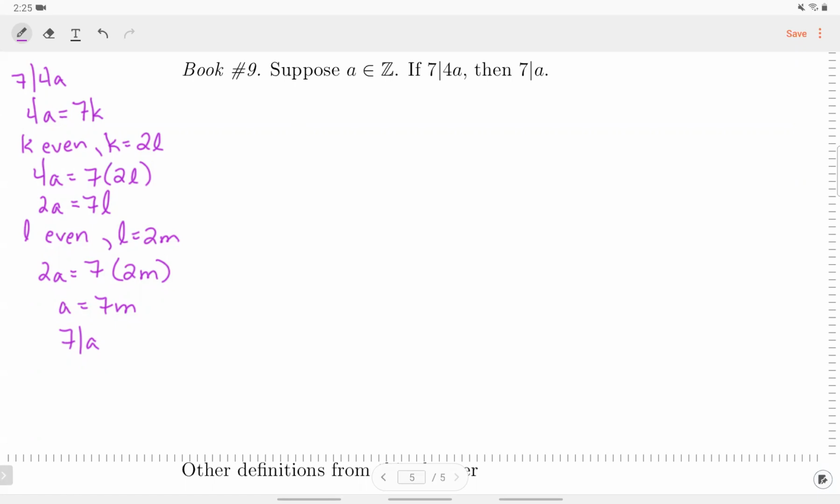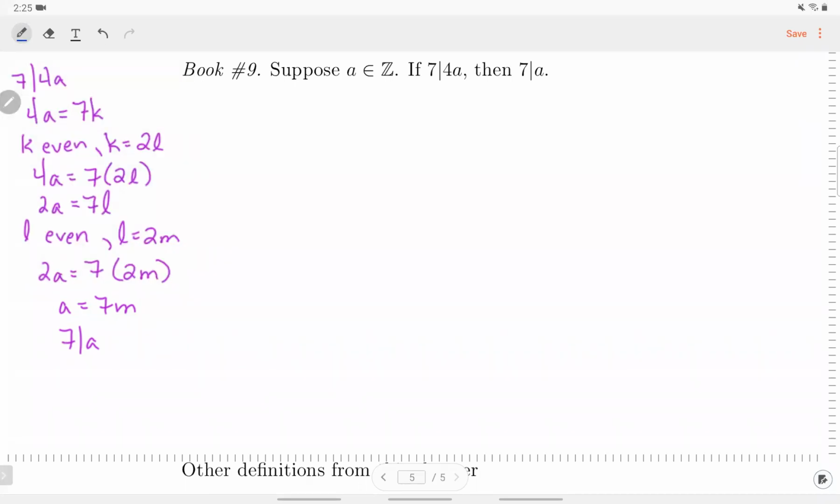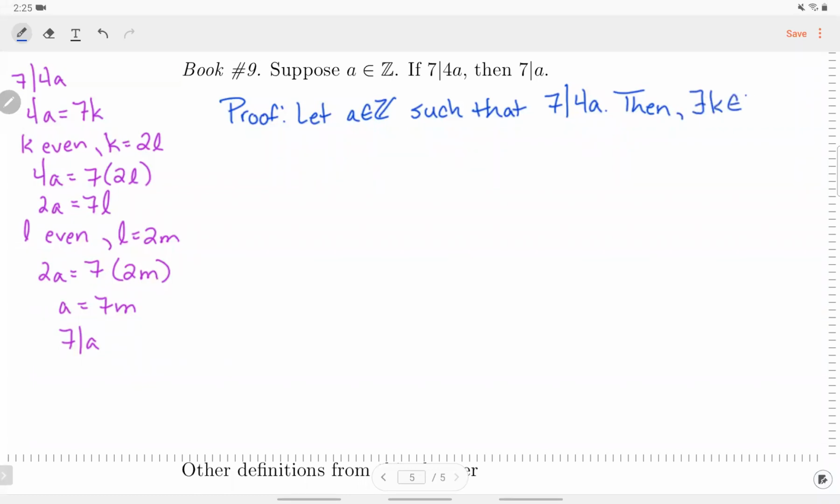Yep. So when you write up the proof for this, you cannot declare every single letter at the beginning. You have to declare them as they appear, okay? So the only one we can declare at the beginning is a. So let a be an integer such that 7 divides 4a. And then one by one, we're going to bring in our new integers. Then, so what was our next step? We said, then there exists k in the integers with 4a equal to 7k.